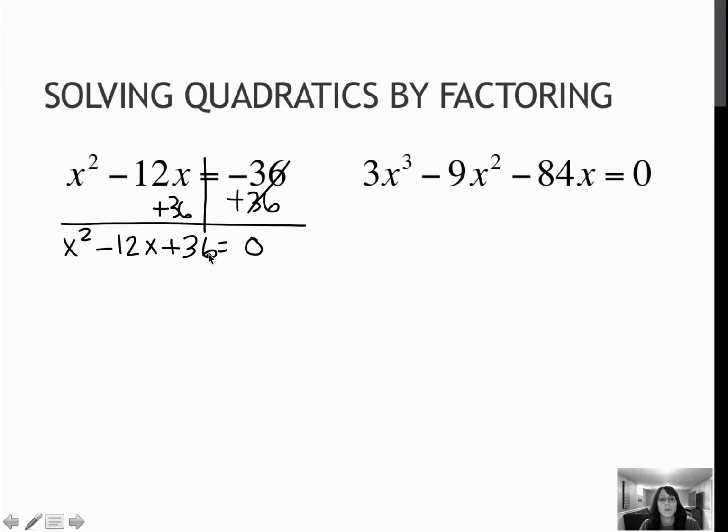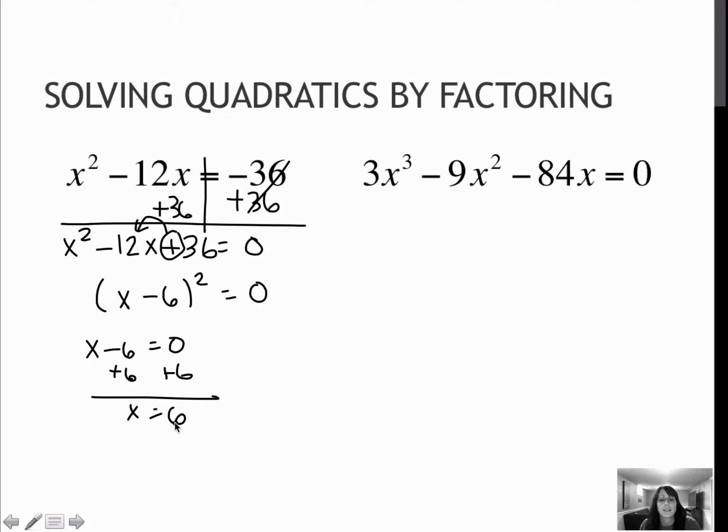Now I'm looking for numbers that multiply to 36, that add to -12. This happens to be a perfect square trinomial pattern. So this is actually x minus 6 quantity squared. Or if you have it written as x minus 6 times x minus 6, that's fine too. Notice that this is the same twice. So if I set x minus 6 equal to 0, I know that I'm going to end up with x equals 6, and I don't have to set it equal to 0 twice. I just know that that's going to be my answer, and of course I would write it in the set brackets.